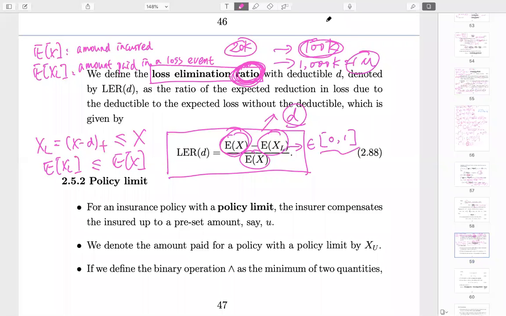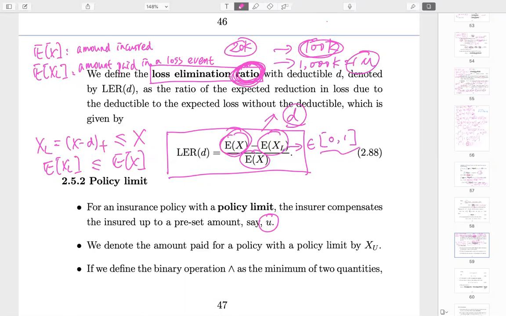We continue our learning in policy modification. We already spent a video on the deductible. That is very, very important. Today we're going to learn policy limit. By its name, we already know what kind of modification it will be, right? So basically we set up an upper bound.